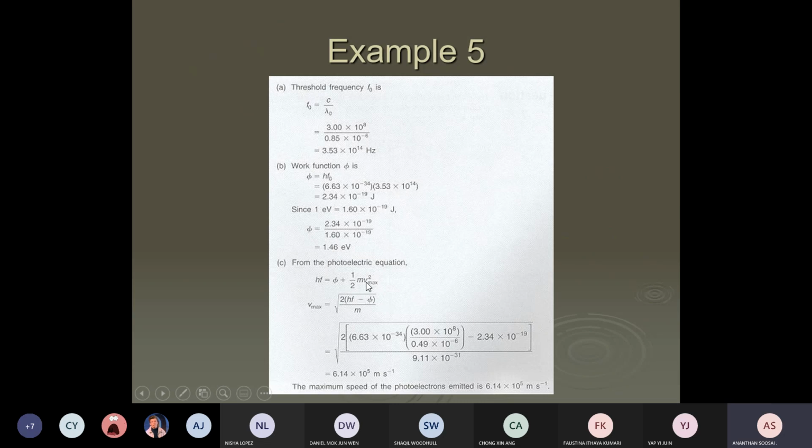E_k max means half m v max squared. v max squared, so we can find the v max. So this is the speed.